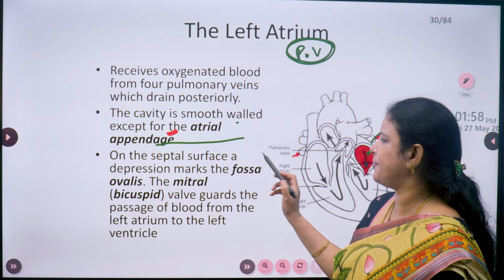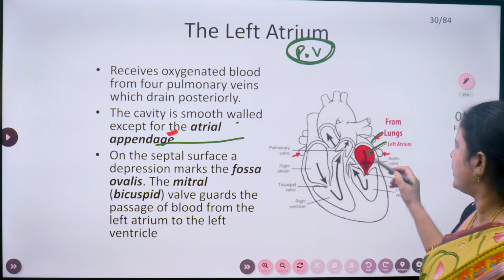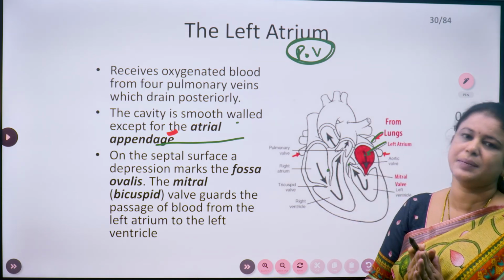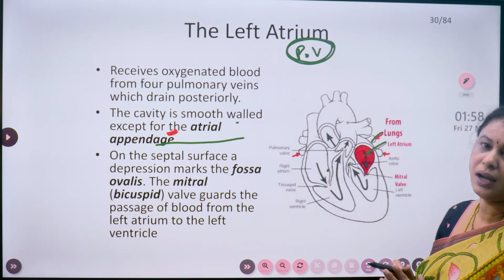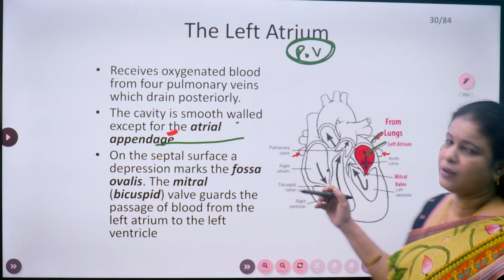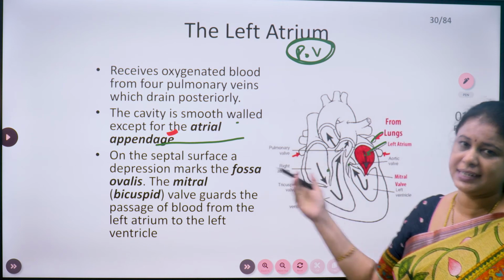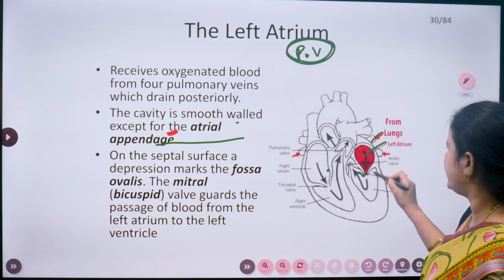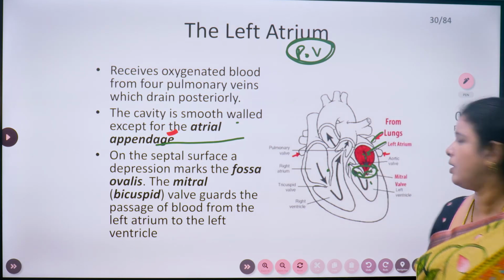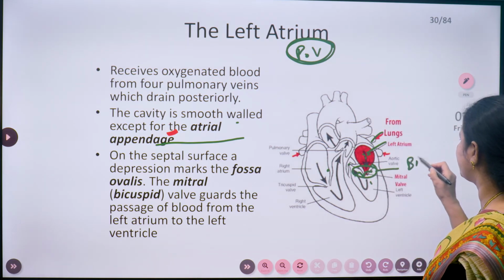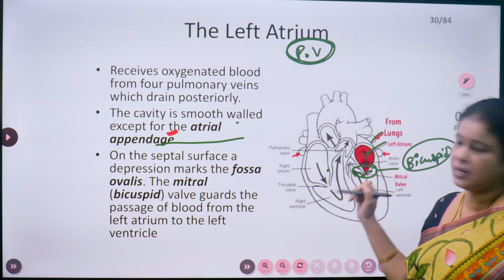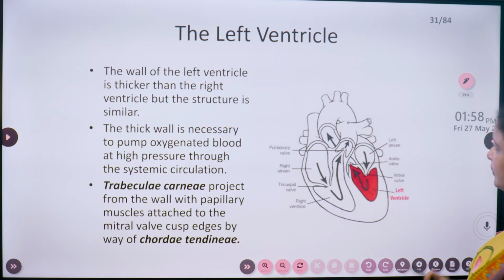On the septal surface, a depression marks the fossa ovalis. The mitral valve is between the left atrium and left ventricle. Between the left atrium and left ventricle we have the mitral valve, or we can say bicuspid valve.